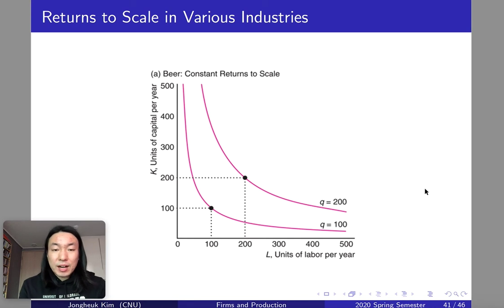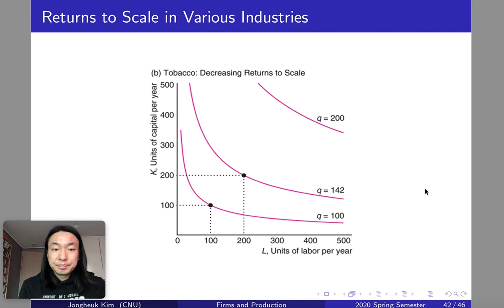So this is a graphical representation of returns to scale. For the beer industry in this case, if you increase the labor and the capital by 2 times, from 100 to 200, your output is 200. It is exactly equal to 2 times Q, right? So we can say that this beer industry has constant returns to scale.